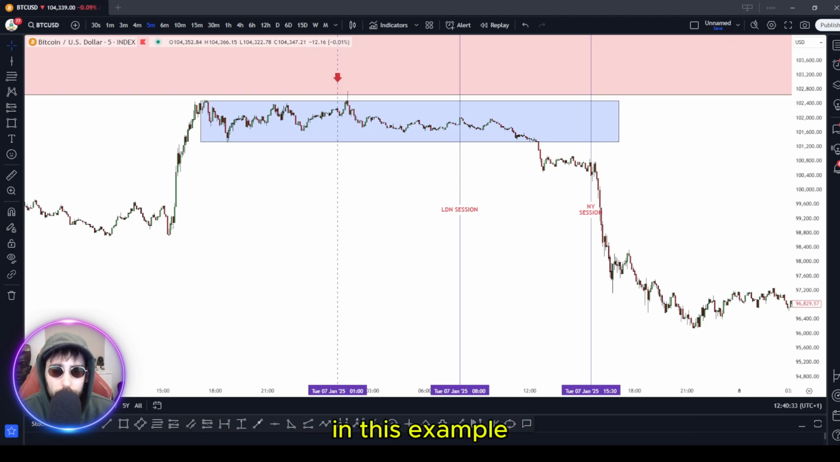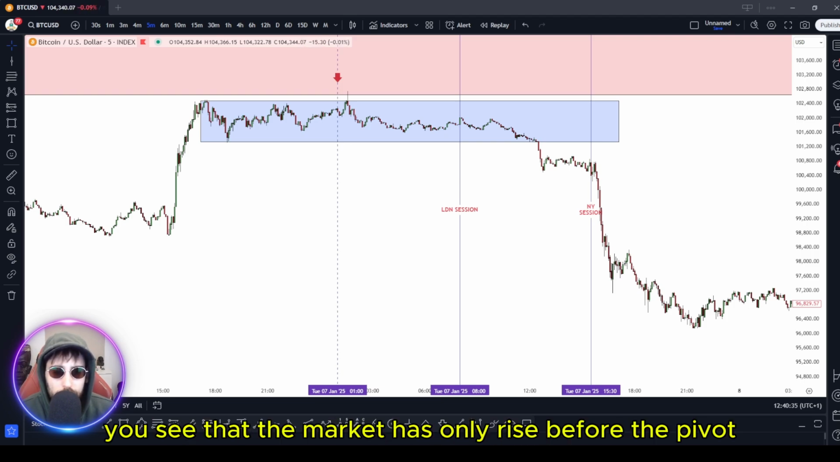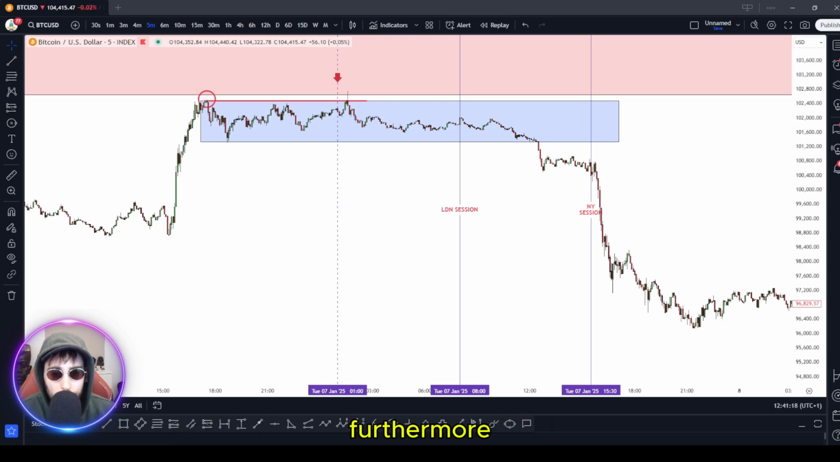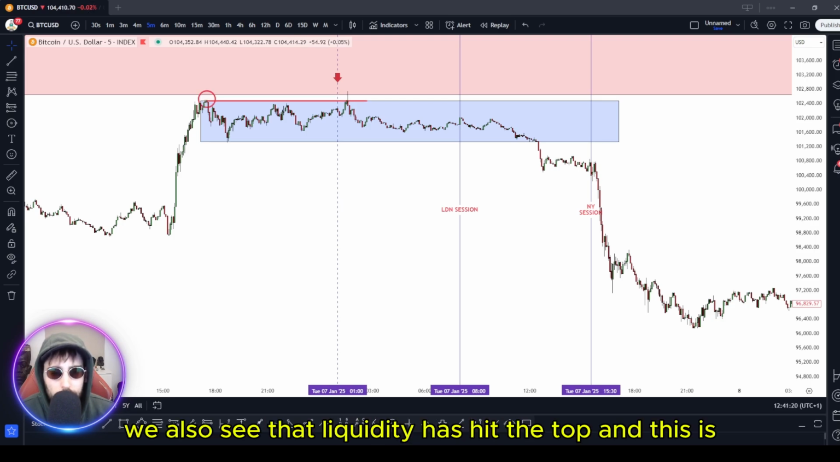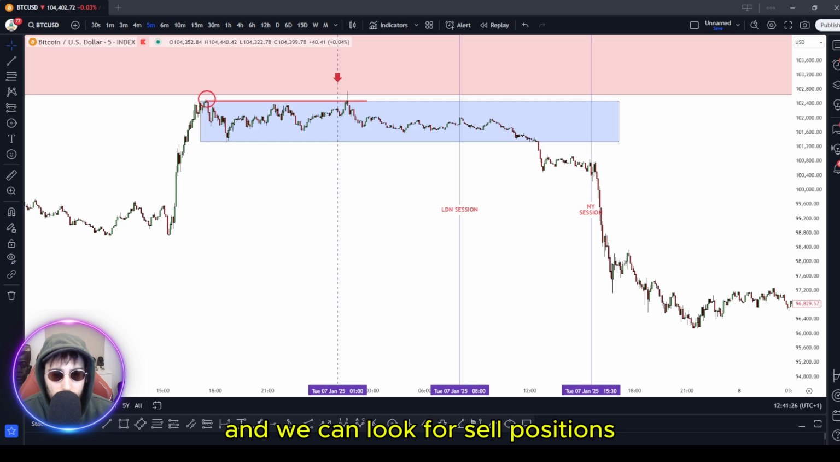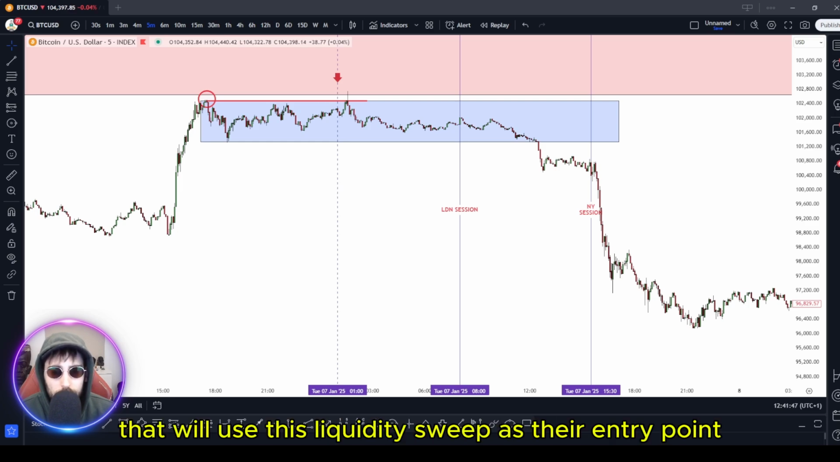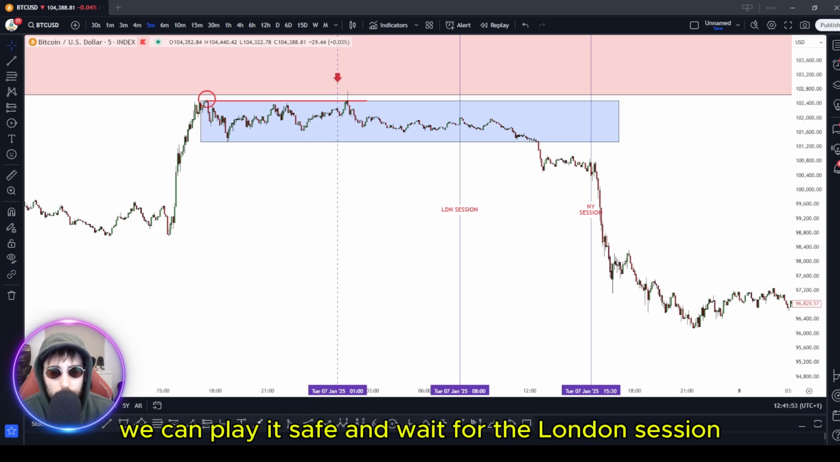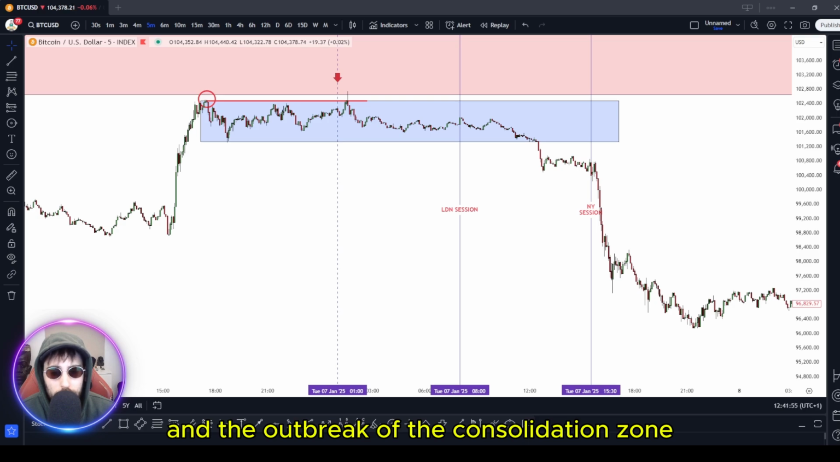In this example, you see the beginning of the pivot point. You see that the market has only risen before the pivot point and we also see that there is a nice consolidation zone where it shall break out. Furthermore, we also see that liquidity has hit the top and this is a confirmation that the daily pivot point is a high and we can look for sell positions. There are traders who use this liquidity sweep as their entry point, which is possible, but in this case we can play it safe and wait for the London session and the breakout of the consolidation zone.